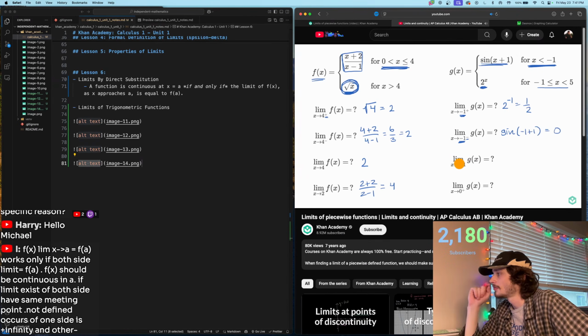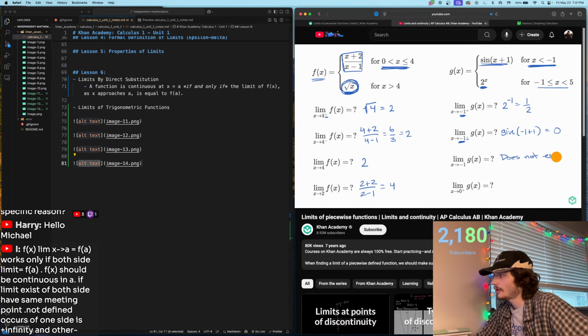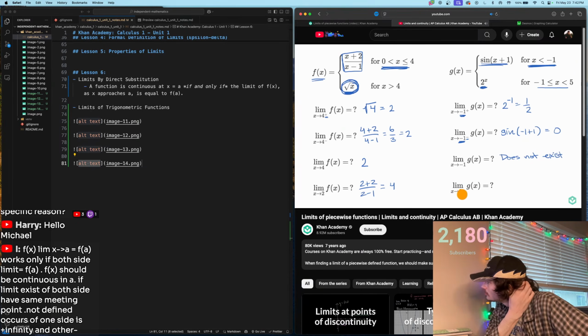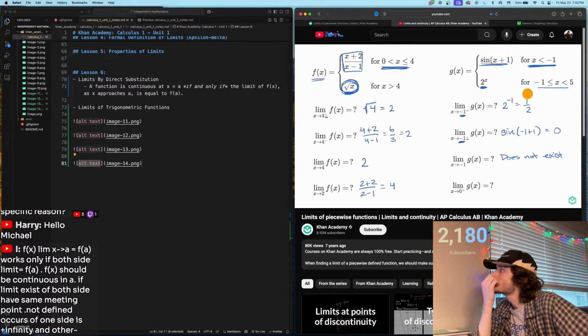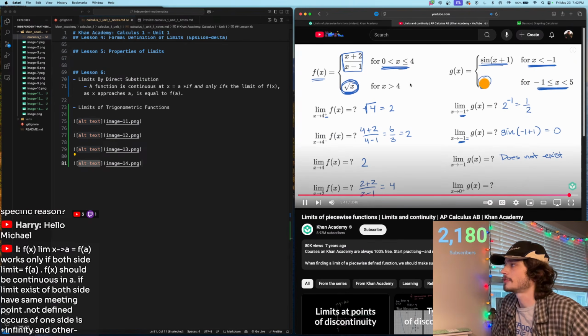Now, what's the two-sided limit as x approaches negative 1 of g of x? Well, we're approaching two different values as we approach from the right and as we approach from the left. And if our one-sided limits aren't approaching the same value, then this limit does not exist. Now, for 0 coming in from the right, what's the limit of g of x as x approaches 0 from the right? Well, we can just substitute x equals 0.